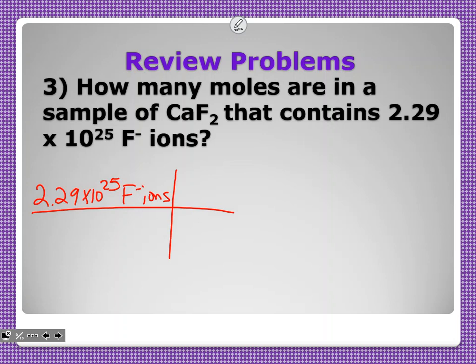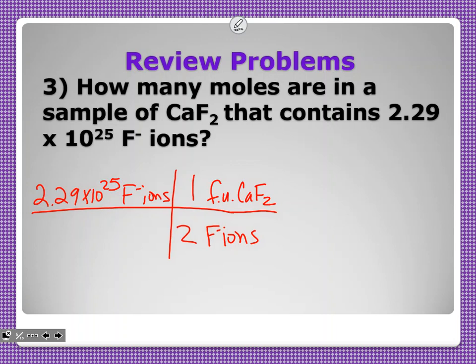And I need to figure out how many that means for my formula unit here and get to my formula unit. So if I'm looking at my fluoride ions, how many are in one formula unit of my calcium fluoride? 2. There are 2 fluoride ions in one formula unit of calcium fluoride, so I put that there.